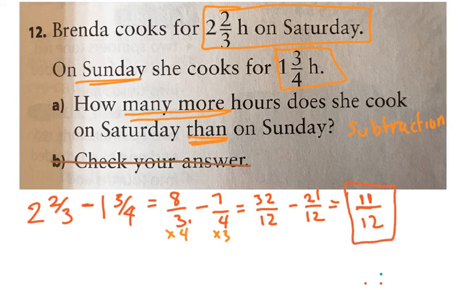That's our final. Okay? All right, to check your answer, you just work backwards. So for B, you just add the answer back in. So add 11/12 to maybe 1 3/4 and see if you actually get 2 2/3. All done.